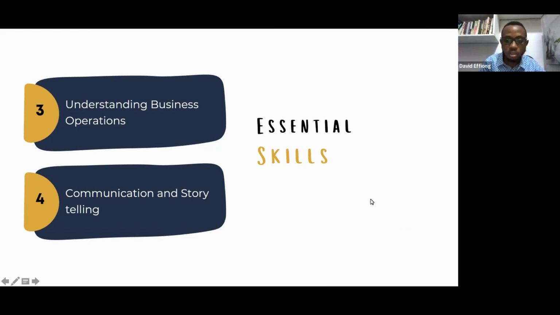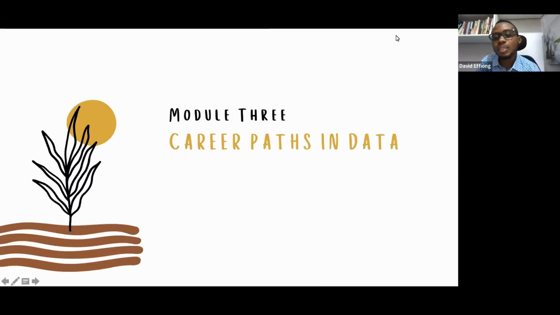All right. So the next module we have is career paths in data. So, all right. The field of data science and analysis is very broad. It's an evolving field. The field is still evolving and it's quite broad. Like I said, there are several parts in the field of data science and analytics, like several career paths.